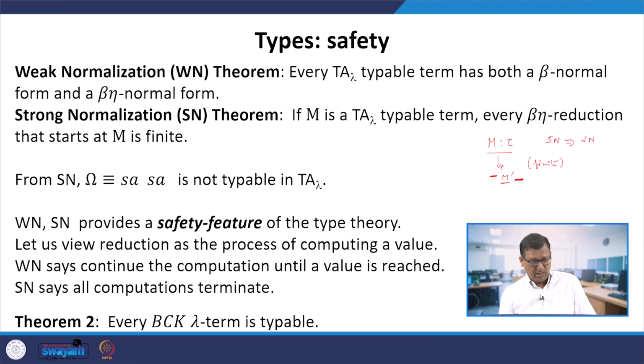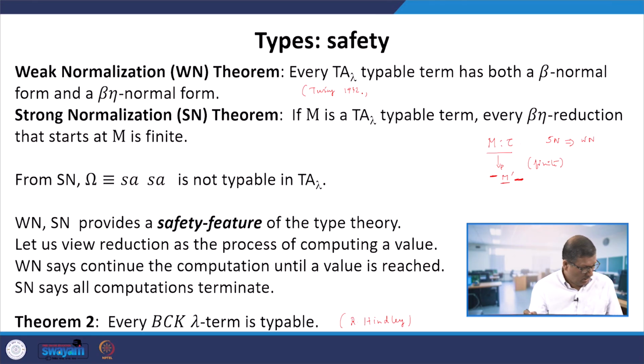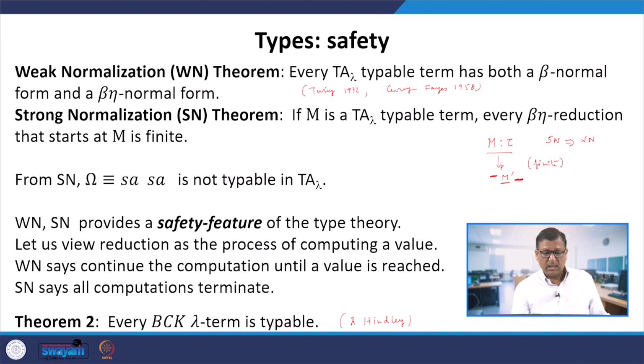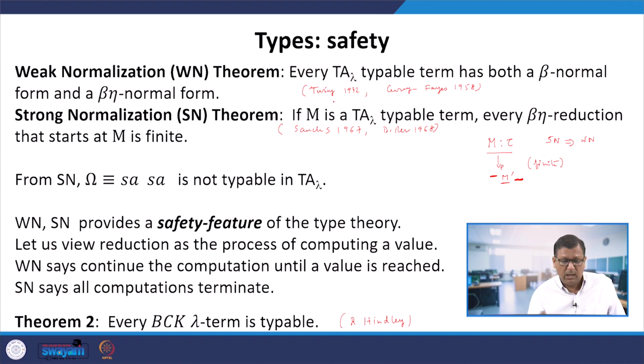Now, this was given by Roger Hindley. That is why we studied those different classes of lambda terms. And this theorem was proved by Turing in 1942. It was also proved by Curry and Feys in 1958 independently. The SN theorem was also proved by Sanchis and Diller. The proof of WN by Turing is considered to be simpler than any of the proofs of the SN theorem. And moreover, most applications of normalization turn out to be of WN rather than SN.